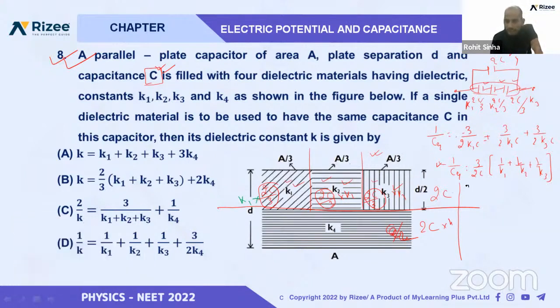From here we can write like this. C equivalent is equal to, what can we write? We are writing like this: 2C by 3 into K1 K2 K3 by K1 K2, K2 K3 and K3 K1.